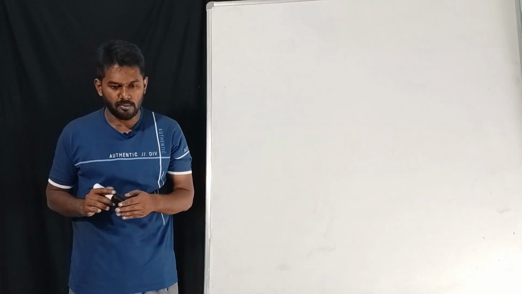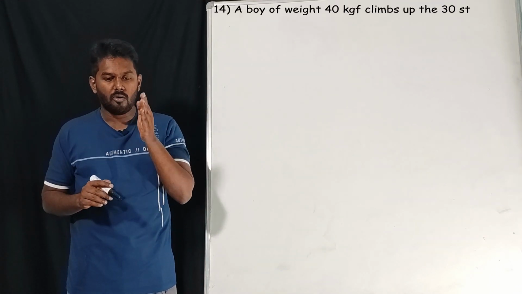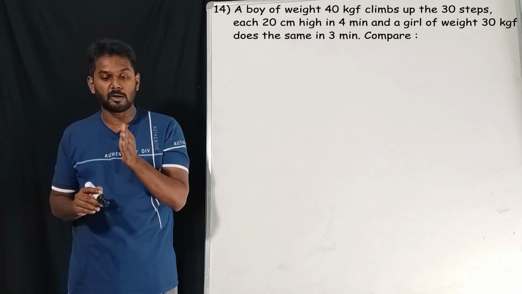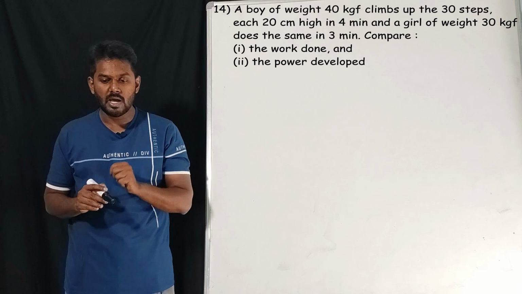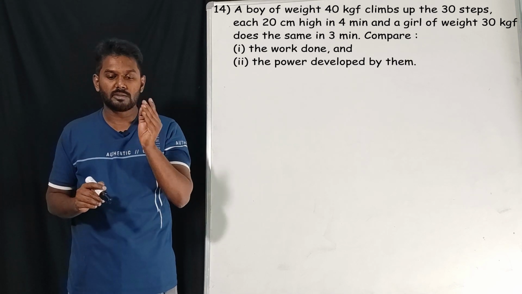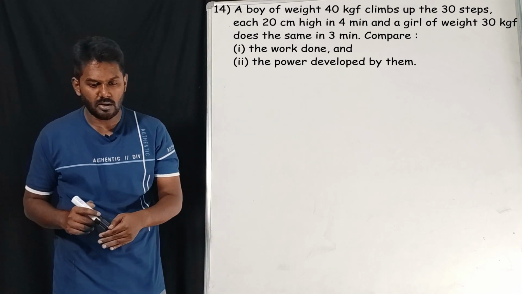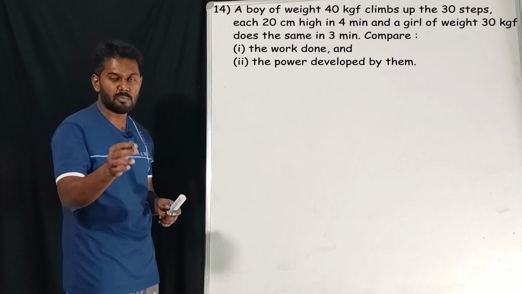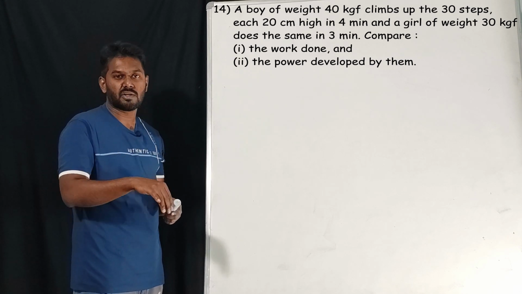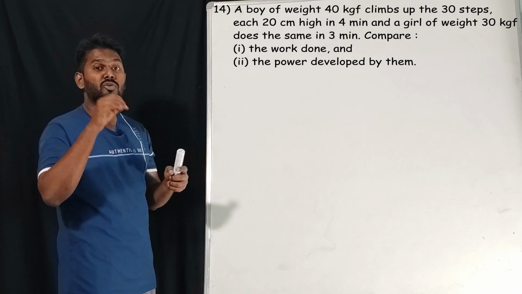Question number 14. A boy of weight 40 kgf climbs up the 30 steps, each 20 cm high, in 4 minutes, and a girl of weight 30 kgf does the same in 3 minutes. Compare the work done and power developed by them. Very simple, related to previous one, but in that question we got the answer for work done directly. Here we are going to calculate it.